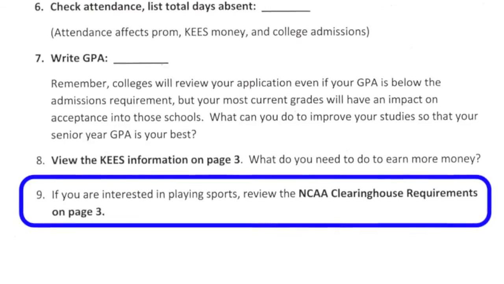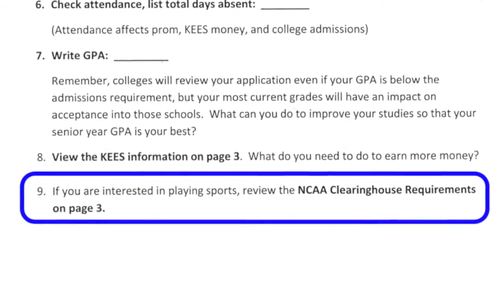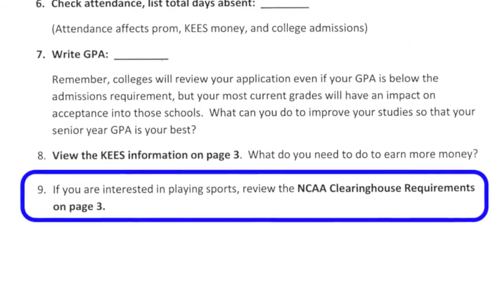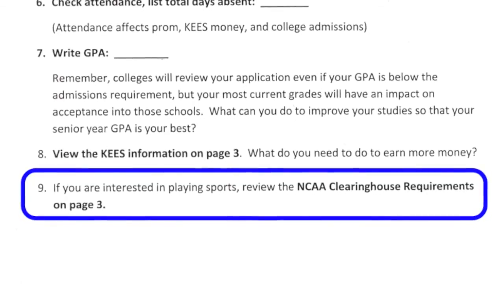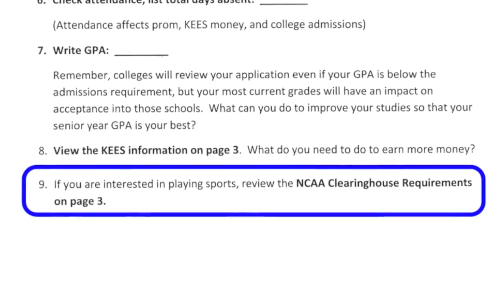Okay, the last thing that we're going to cover is step number 9. If you are interested in playing sports in college, you have to meet certain requirements in order to be eligible to play for the NCAA. Those requirements are listed on page 3 in your scheduling booklet.